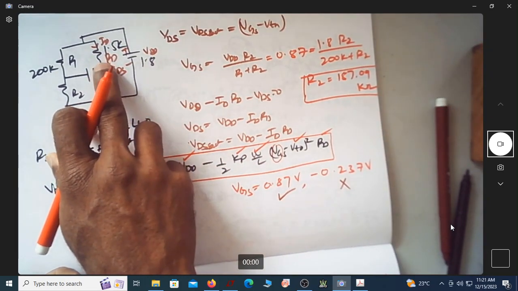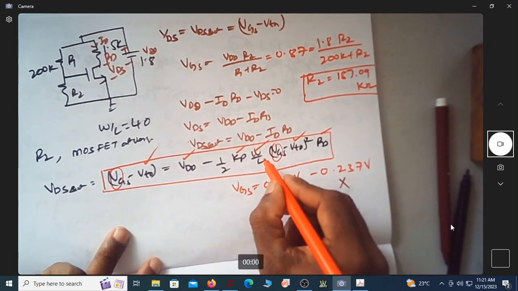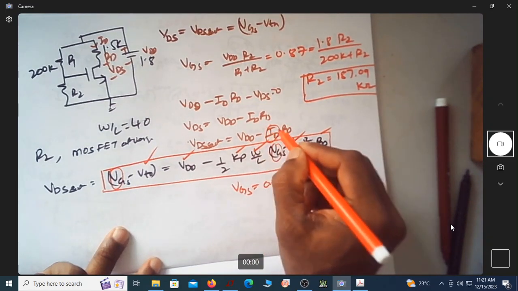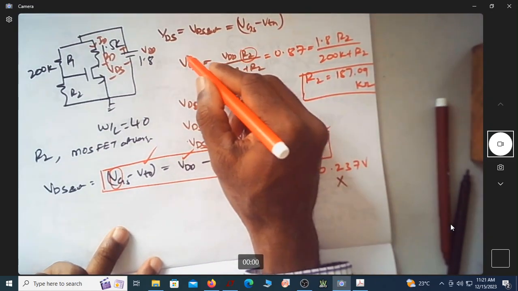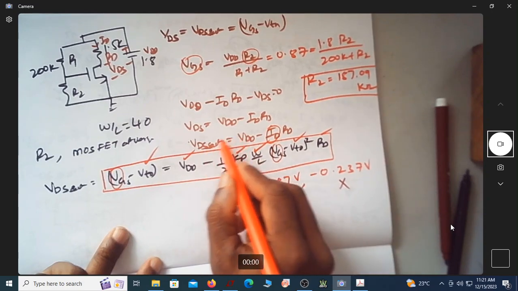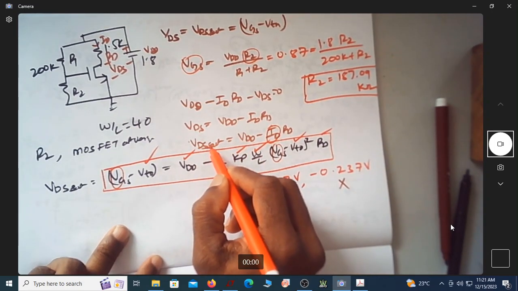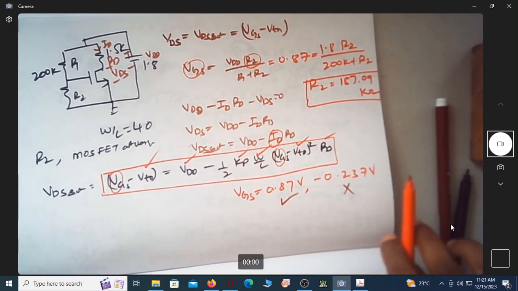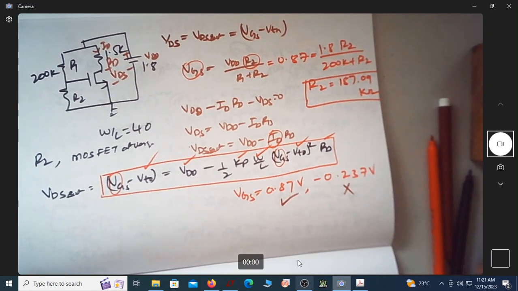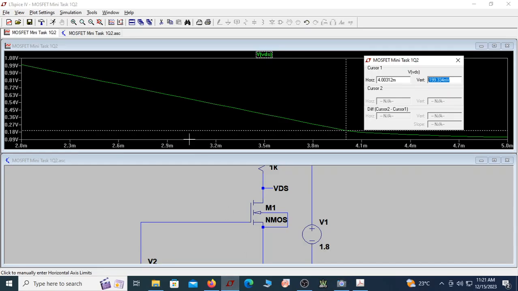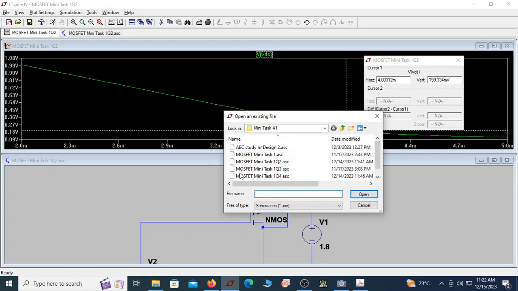ID change will make my VDS change. So you can see this, if my ID changes as my R2 changes, which will change VGS. If ID changes, my VDS changes, which will make the MOSFET be either in saturation or linear region. So let us verify that in simulation.